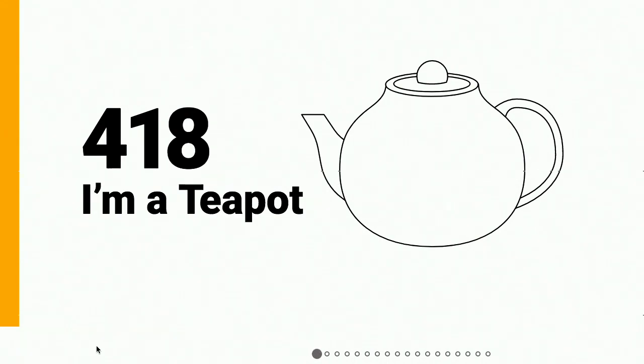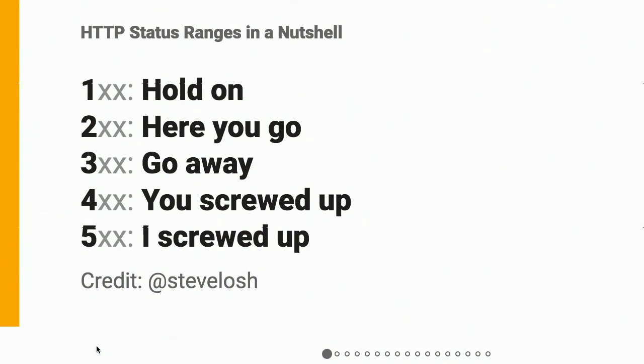418, I'm a teapot. If you send a request to a teapot trying to make coffee, you're going to get the 418, I'm a teapot response. There's also a spec for that. Google it, I'm not lying. But the general idea is the 100 responses are hold on. 200, here you go, everything's working well. 300, go away. 400, you screwed up. 500, I screwed up. Usually when you get the white screen of death, that's in the 500s.